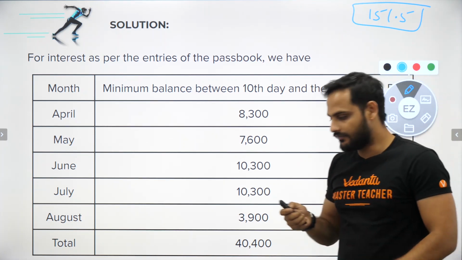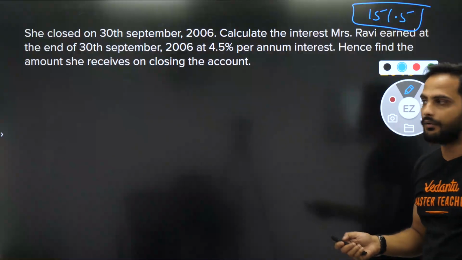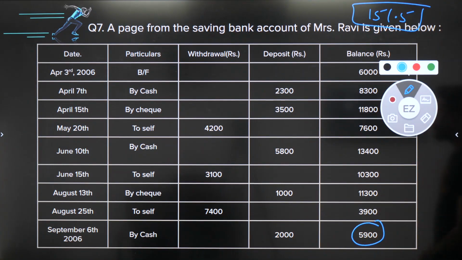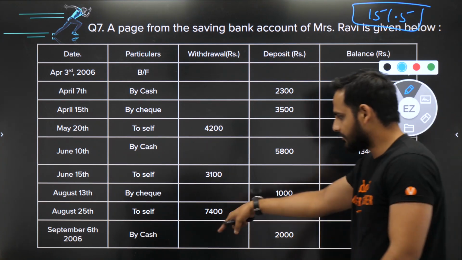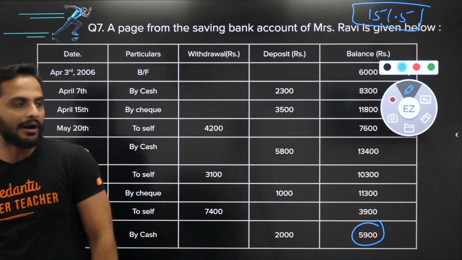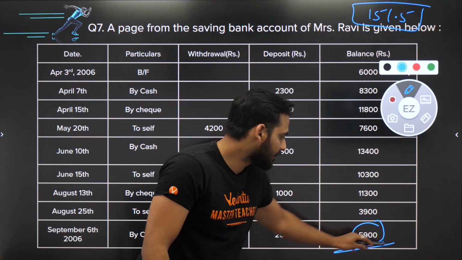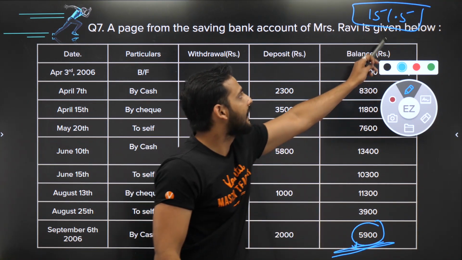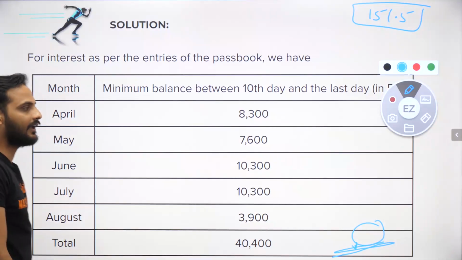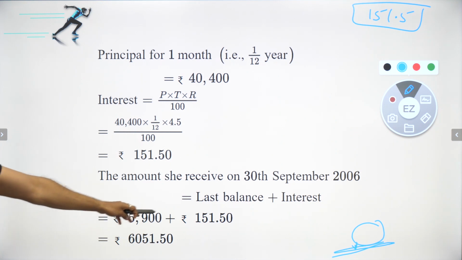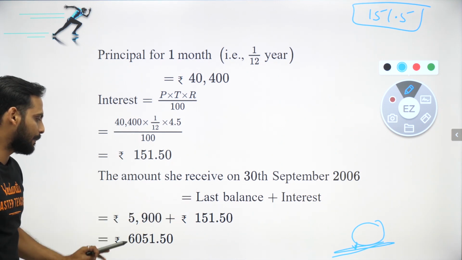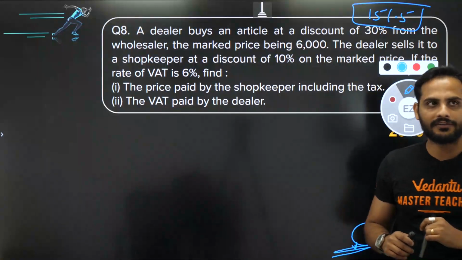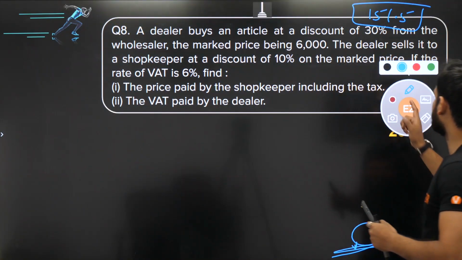Now how much money will she be able to withdraw when she closes the account? I will say that on September 6th, what is the final amount? 5,900. So on 30th September, since no activity is there in her account, the amount will be 5,900. So in this 5,900 I will add my interest. 5,900 plus 151.5, you will be getting rupees 6051.50. Understood? So this is how these kinds of questions are done. Okay, let's move to the next question.